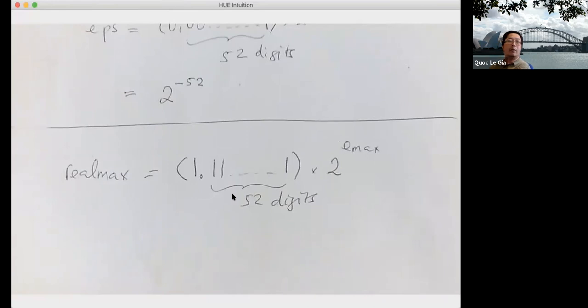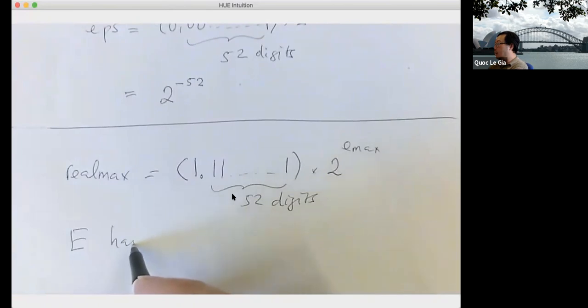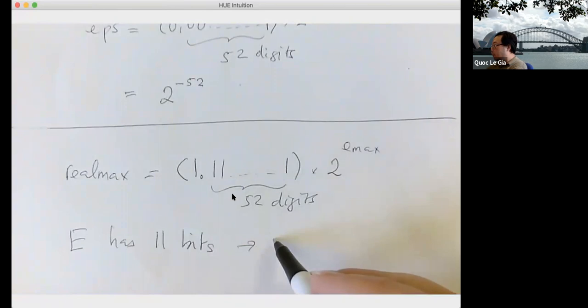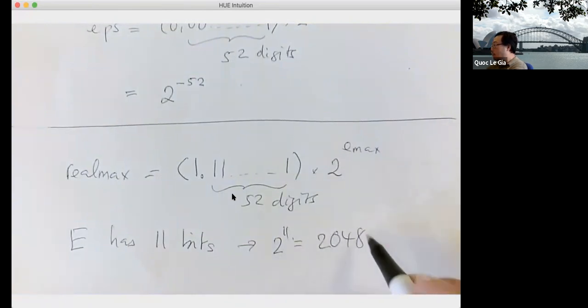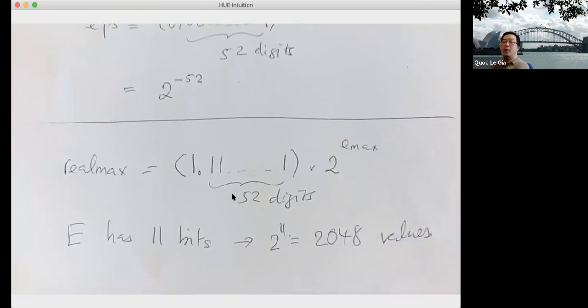The exponent field has 11 bits, so you have 2 to the 11 values for the exponent. But remember, you cannot have only positive powers. You can have negative powers as well. So the IEEE decided that.